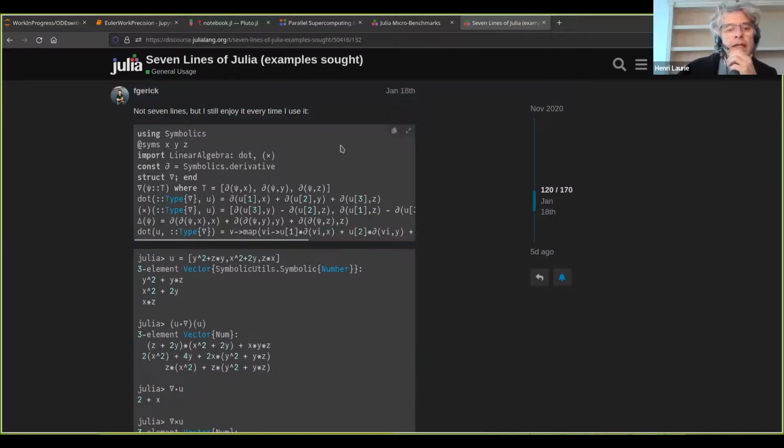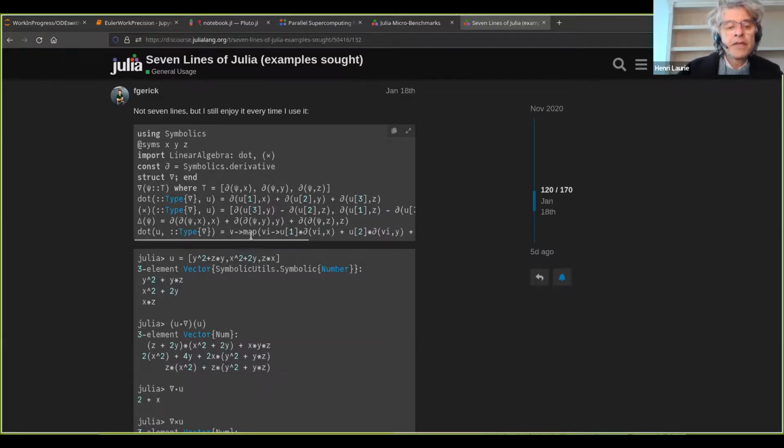Okay, so here you're using the symbolics package. That's how you add a package, load it, and define X, Y, Z as symbols. From linear algebra, you import the dot product and the cross product. As a constant, you define just delta, and then you define a struct, which means it's a user-defined type which can hold values, but this is just a name. It doesn't have any fields, and it is just there to be able to dispatch on it, I think.